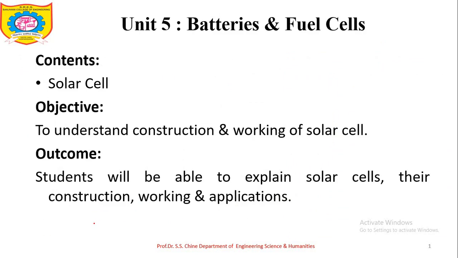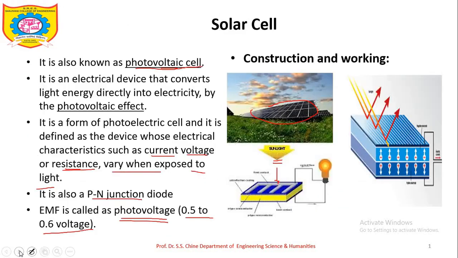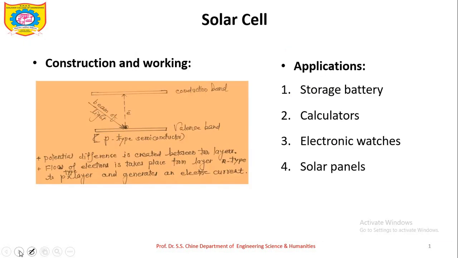That's why these solar cells are known as photovoltaic cells. Here it is also shown in short, with the valence band and conduction band, how it acts as an intrinsic semiconductor. The beam of light is incident on the P type semiconductor, electrons are promoted from the valence band to the conduction band, and because of that a potential difference is created between the two layers and electric current is generated.